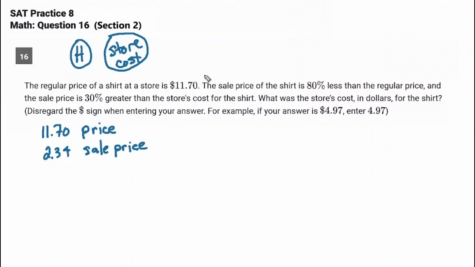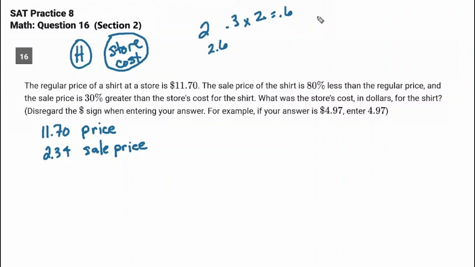Now from here, everybody's going to want to set up an equation. But you can figure this out. You know that the sale price, $2.34, is 30% greater than the store's cost. So $2.34 is 30% greater than what? Let's just try something out. I mean, let's just try $2, right? So if it's $2, 30% of $2, what is that? That's 0.6. So you'd add 60 cents to $2 and you'd get $2.60. You were looking for $2.34. That's not right, so you need to go lower.